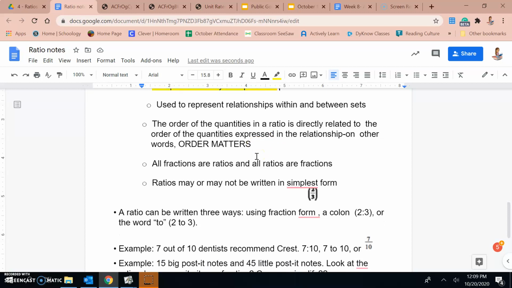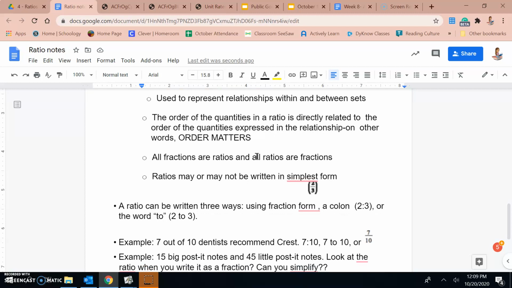The order of the quantities in a ratio is directly related to the order of the quantities expressed in the relationship. In other words, order matters. Whether the number is larger or smaller first in a ratio, the order in which you put your numbers matters, because that tells us what the exact relationship is between those two numbers.